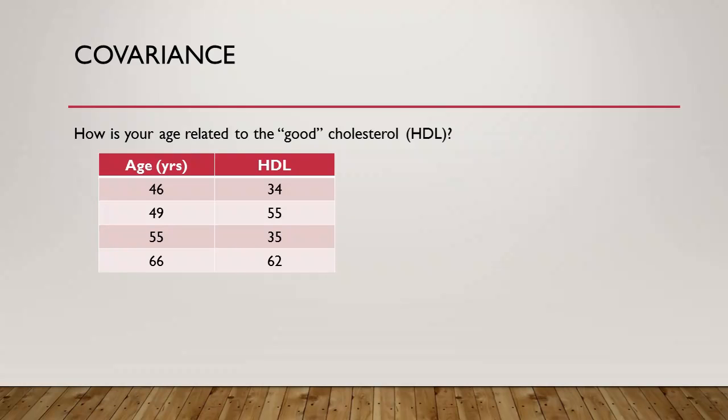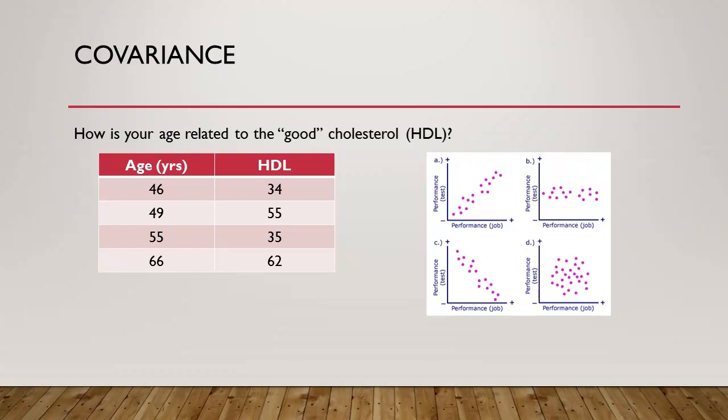The idea of covariance asks, well, how is age related to cholesterol? Ignoring the labels on the axis here, just kind of looking at the dots. Am I seeing an increase in good cholesterol as people get older? Am I seeing a decrease? Is it holding steady? I can't tell. Which one of those might be going on in my data?